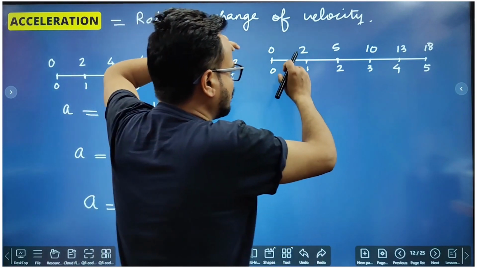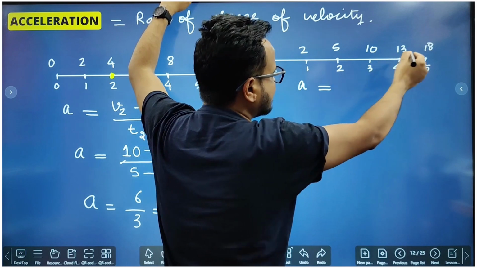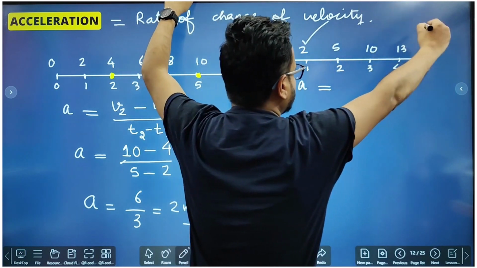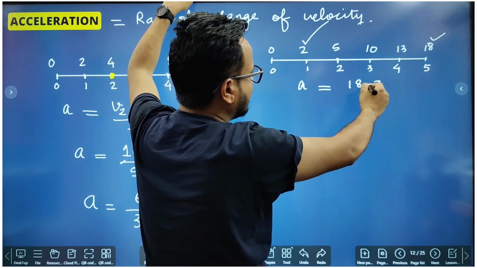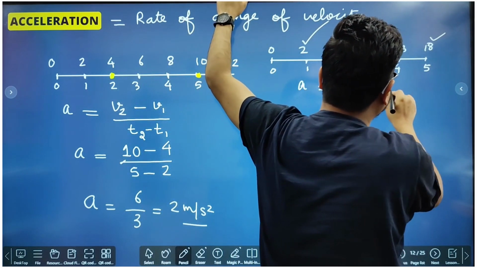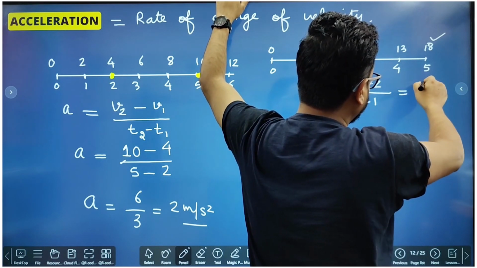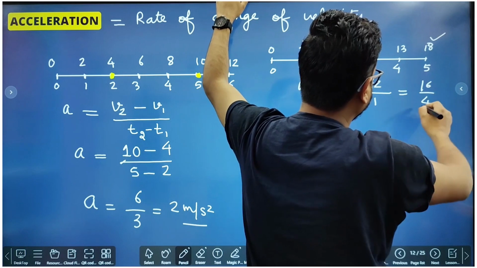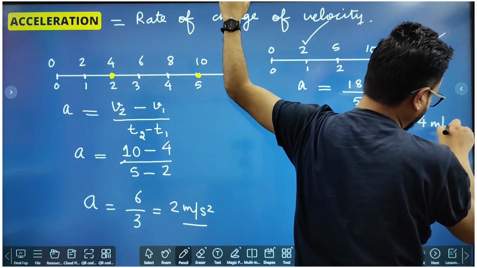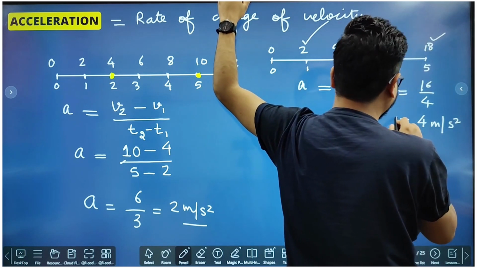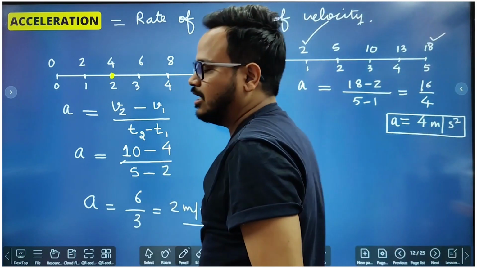Now if we take these two times, and we find the acceleration, which is 18 minus 2, change in velocity, divided by 5 minus 1, change in time. So it is 16 by 4 and it is 4 meter per second square. This acceleration is 4 meter per second square.